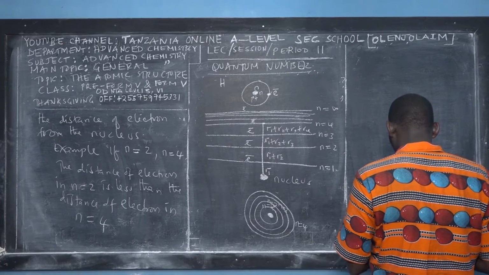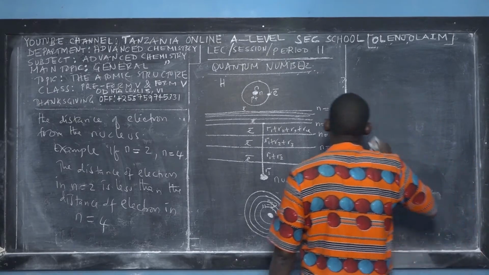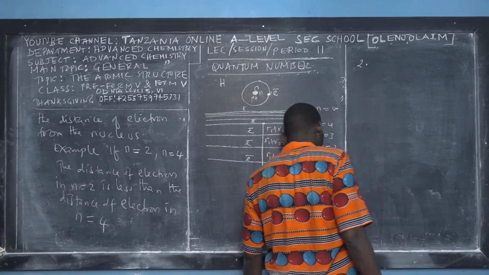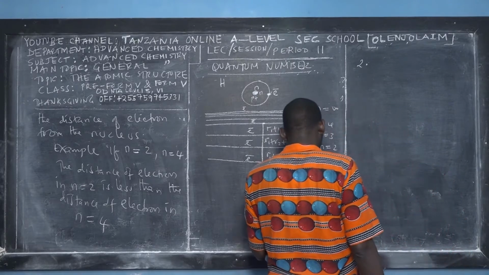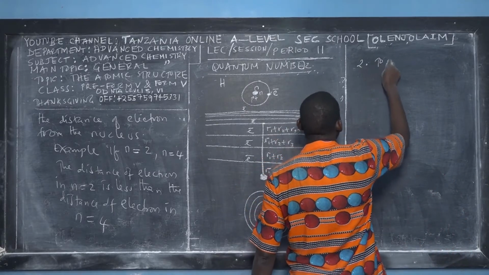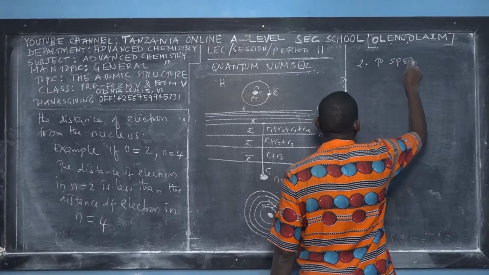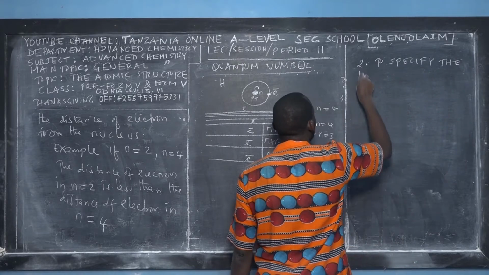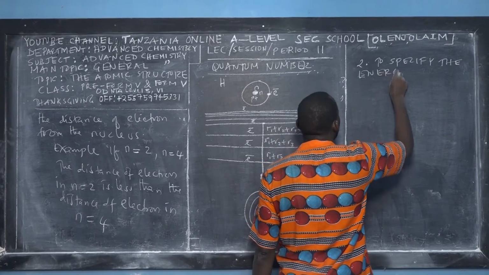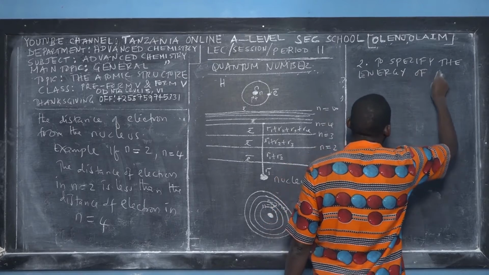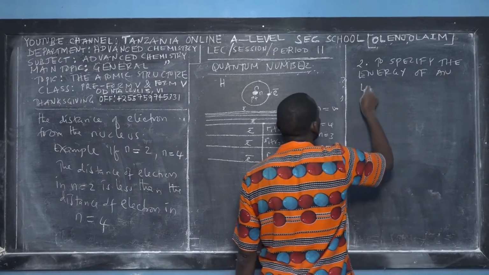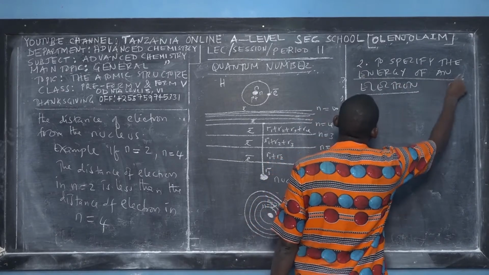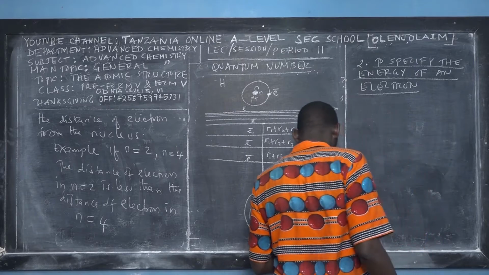So allow me to teach you the second application, where we find another phenomenon. We call it in chemistry the screening effect. To specify the energy of an electron, the principal quantum number is used to specify the energy of what? Of an electron. And we have already discussed this in previous lectures or in previous sessions.